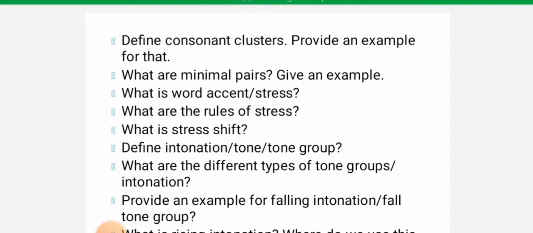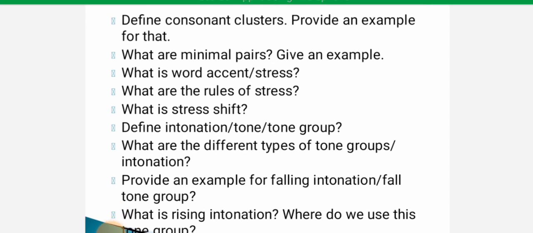So next, what are the rules of stress? There are so many rules, but the basic rules of sentence stress are: content words are stressed, structure words are unstressed. Just now we talked about the question, what is the difference between content words and structure words? So you can refer to the previous part, which gives an idea.